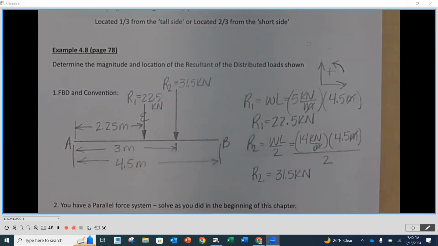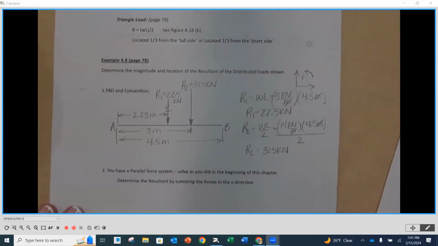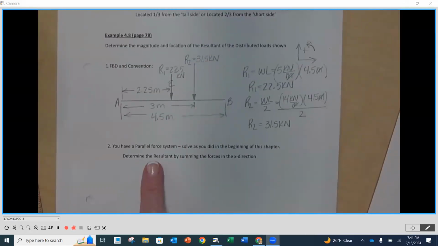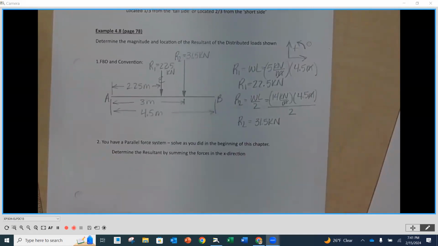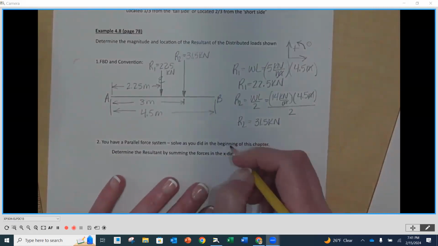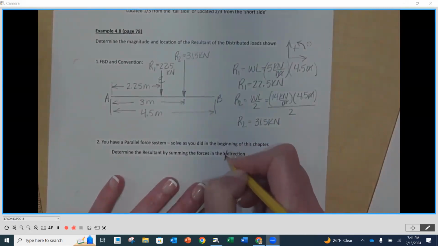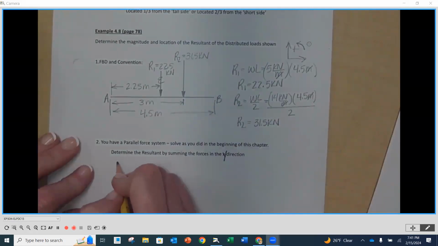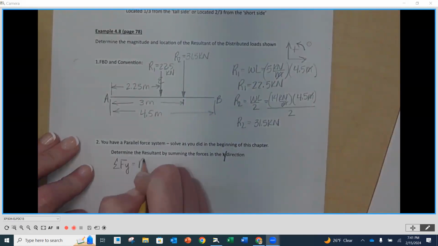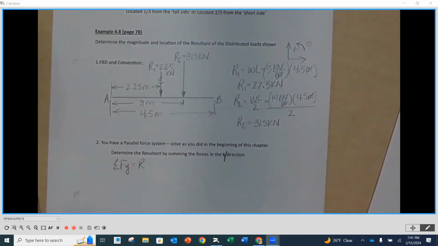And now to determine the resultant of these two parallel forces, we're going to use that process from the beginning of this evening. So I'm going to zoom out a little bit. Since we have a parallel force system, we're going to determine that resultant by summing the forces in the X direction. In what direction? Y direction. That was a typo. That should be the Y direction. If our forces were in the X direction, we would do the X, but they're in the Y, so they should be done in the Y.